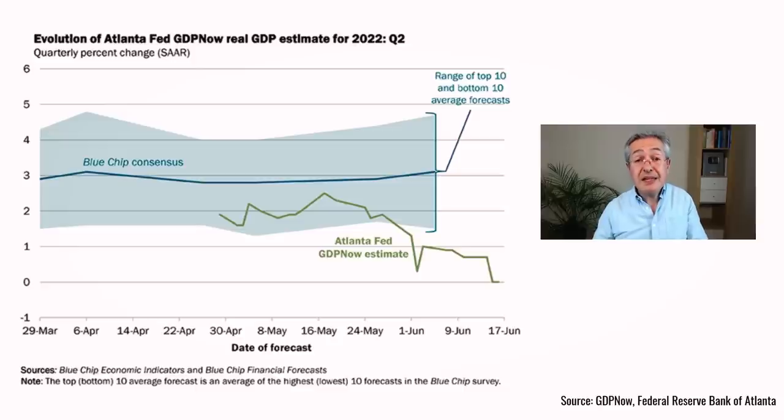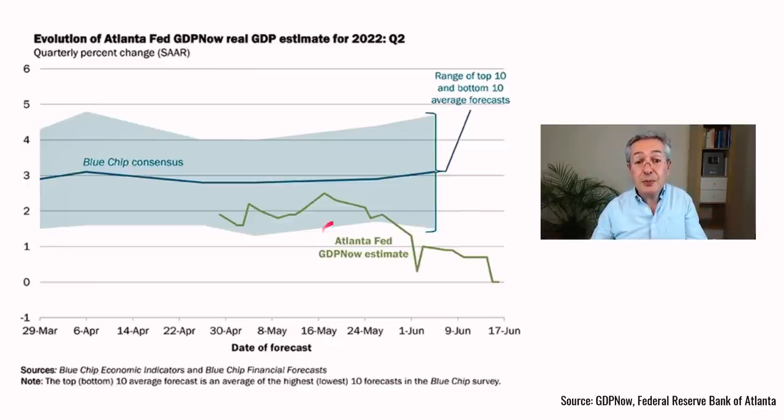Another timely indicator that we can look at, which looks forward one quarter, is something called a nowcast. So this is the GDPNow website, which is created by the Federal Reserve Bank of Atlanta. And what this does is look at the next quarter's GDP growth and monitor in real time how new data releases affect that growth estimate.